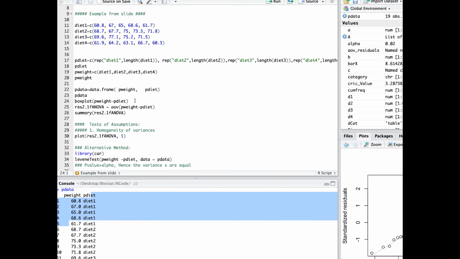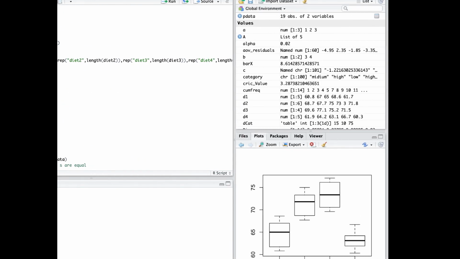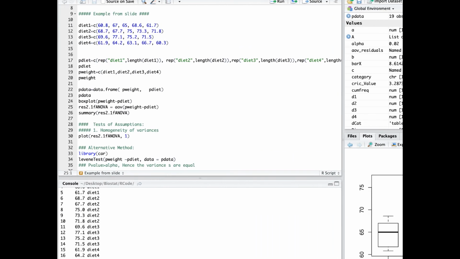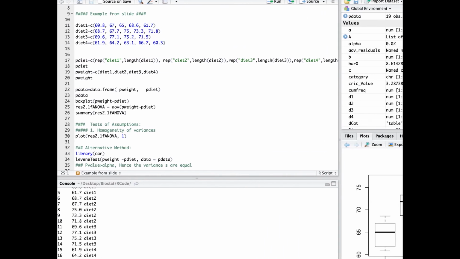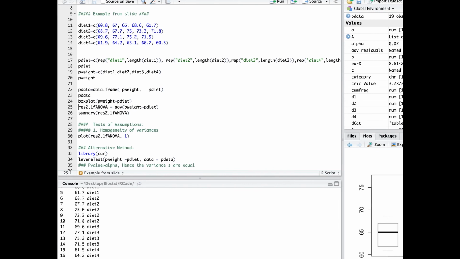Okay, now I want to see the box plot. Before I do the ANOVA, I want to see the box plot and see if it shows you equal means or equal medians, right? You see that? So we see that diet two and diet three are more effective on the peak weight, right? Let's see. And I want to do the statistical method, whether they are significantly bigger or not.